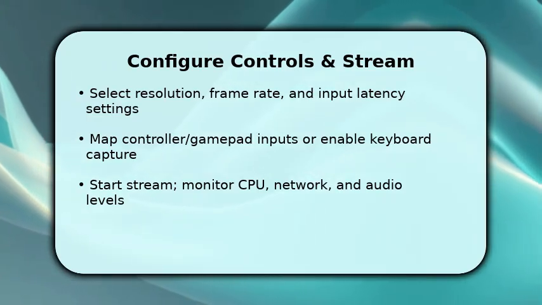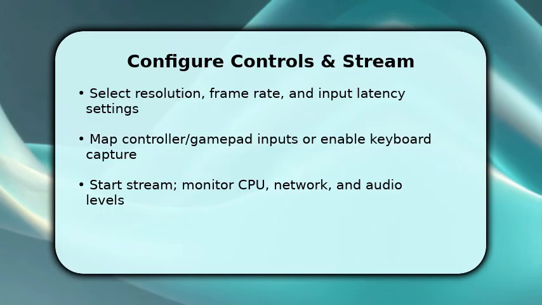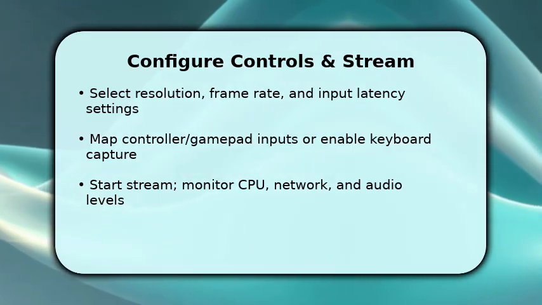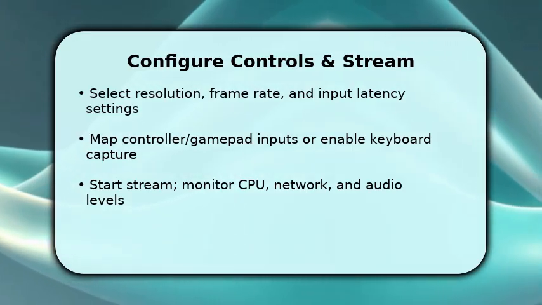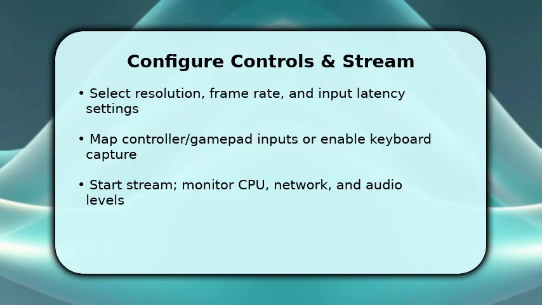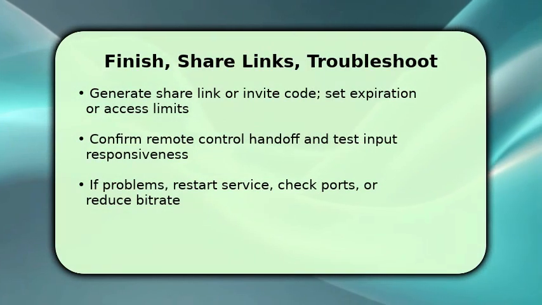Start the stream and watch performance metrics. If you see jitter, lower bitrates or frame rate, and keep an eye on CPU and network panels to prevent spikes that break the session. You wrap up by finalizing permissions and distributing the link or invite code to participants.